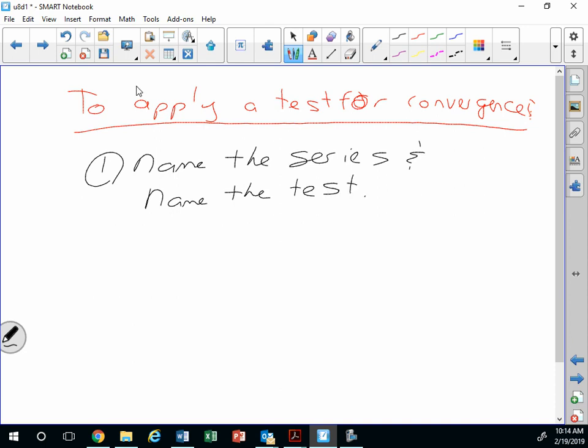Are you using the test for convergence? Are you using the integral test? Are you using the comparison test? Are you using the ratio test? And we're going to do more tests. So this is a foreshadowing, right? This has more pieces to it.